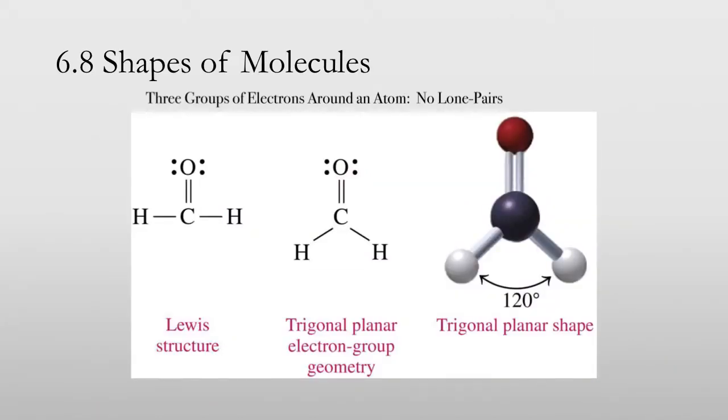If we have 3 groups of electrons around an atom and there are no lone pairs on that atom, so this carbon atom has no lone pairs, we have these 3 different sets of electrons. We got the double bond to the oxygen, we have a single bond to one of the hydrogens, and a single bond to one of the others. You might draw it that way, but in reality, if we look at the angles between these, let me zoom in a little bit.